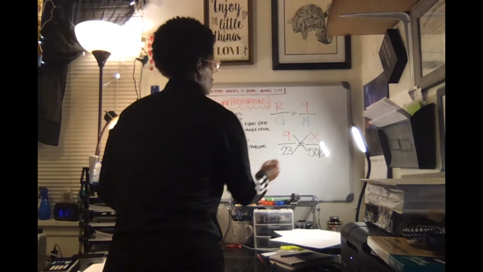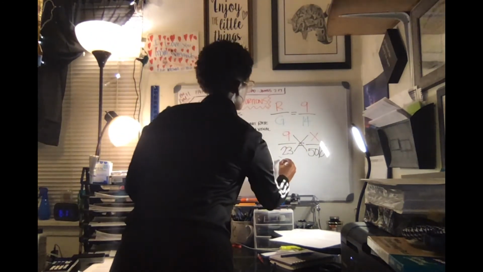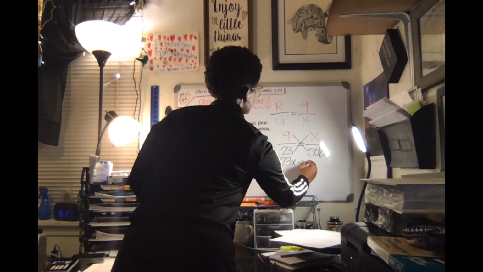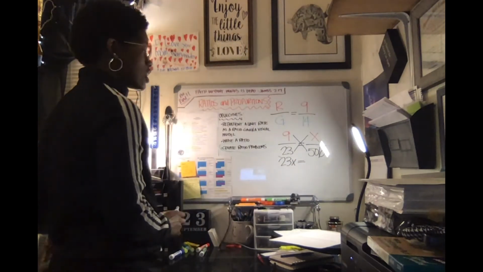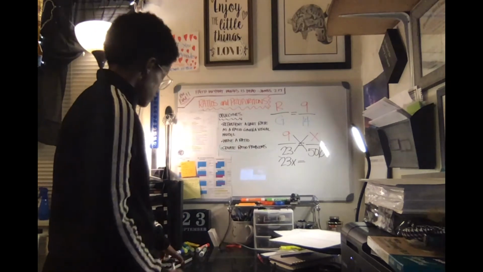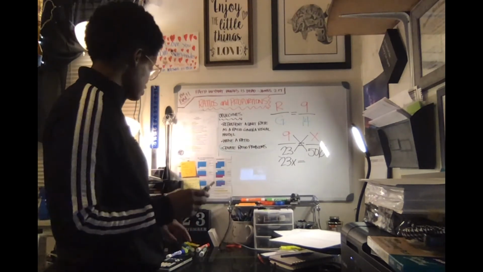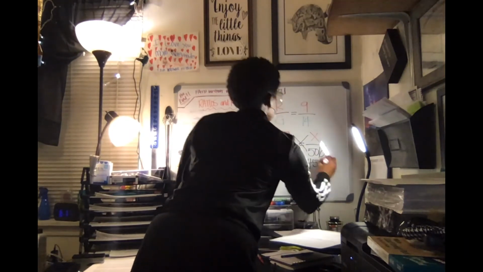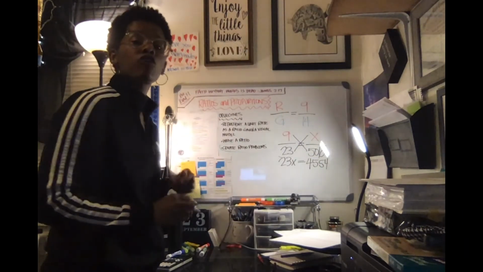So when you cross multiply, 23 times x is 23x, and you set that equal to whatever 9 times 506 is. And of course, we are going to use our calculators. So 9 times 506 is 4,554. Now we want to solve for the x.